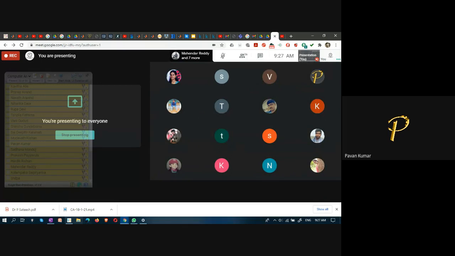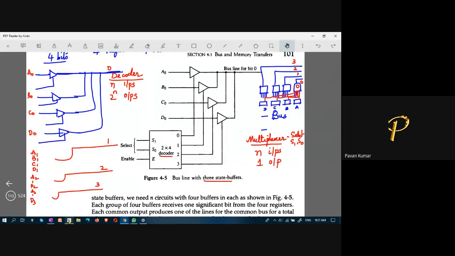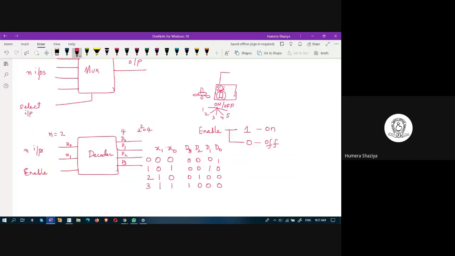Ma'am, I have a doubt. Yeah, please go ahead. What is your doubt? Ma'am, I couldn't get those conversions. This conversion you did not get? Okay, I will explain this. Ma'am, how X0 and X1 values are changed into D0 to D3. Okay, how they are changed?